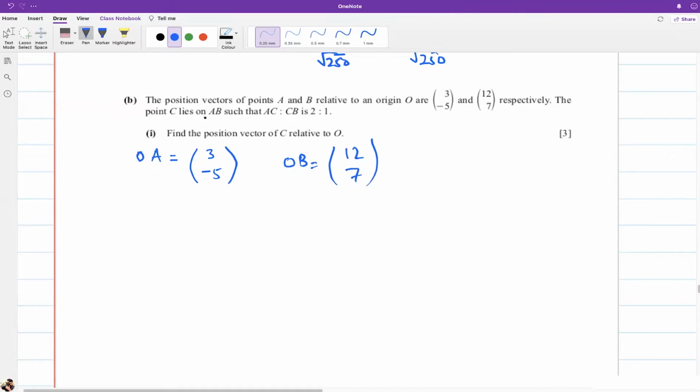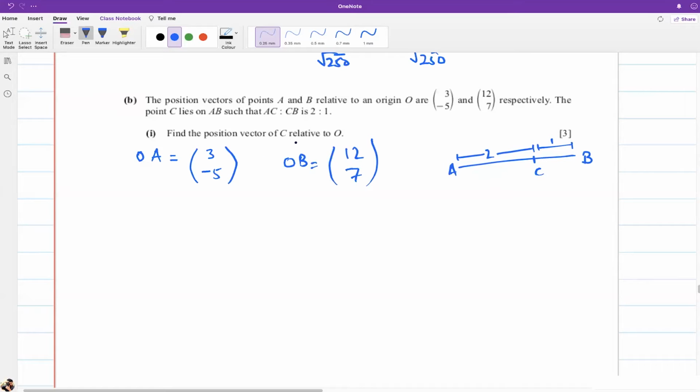The point C lies on AB. So if you have this A and this B, then somewhere in between is C. In which case A to C is 2:1. So that means it's 1/3 the way from B towards A. So here C will be. So this 2:1 is the ratio, it is not the length.